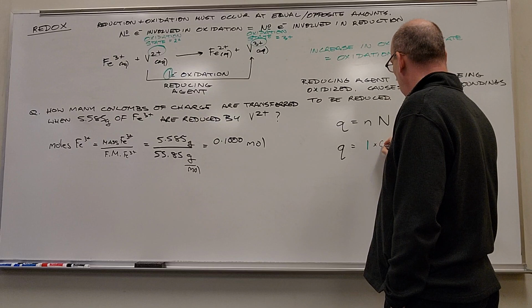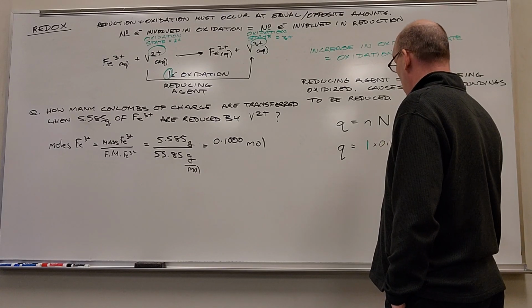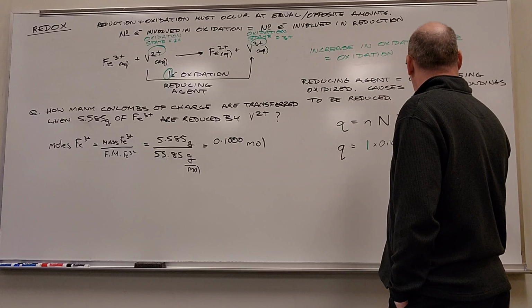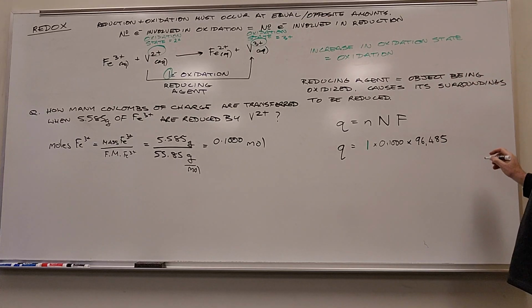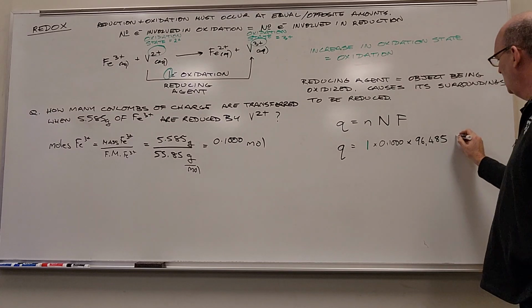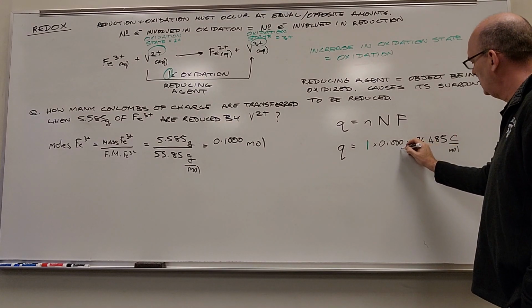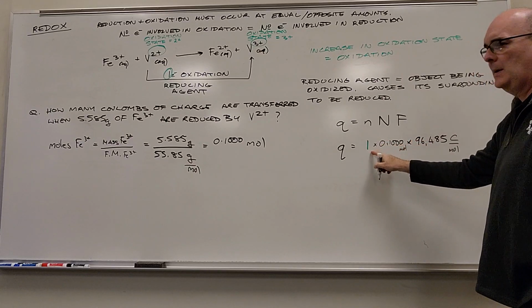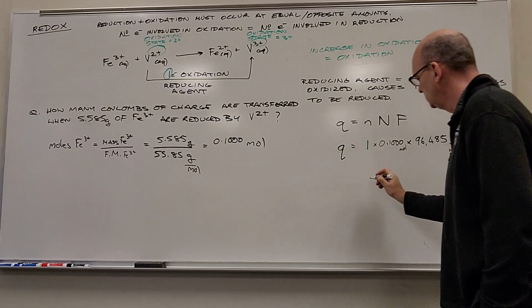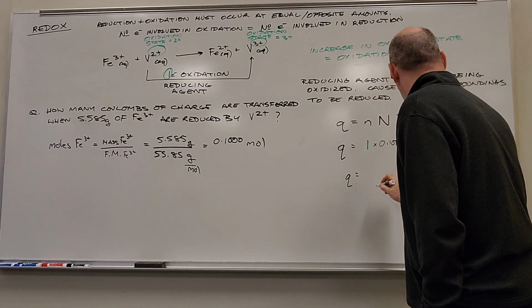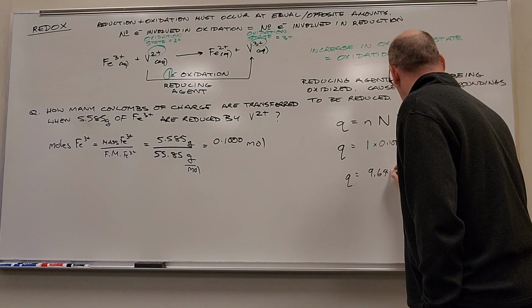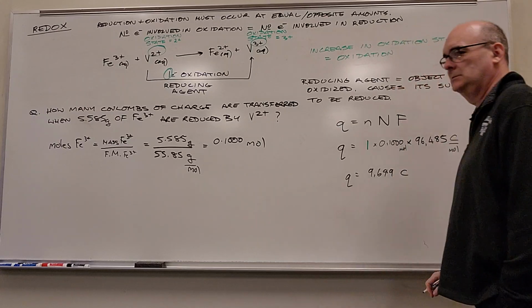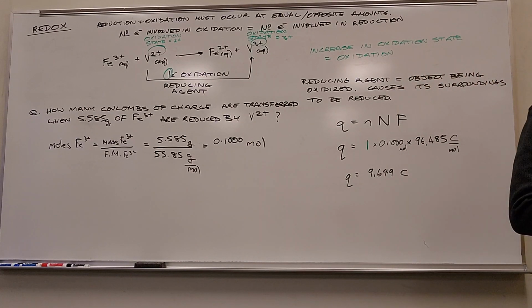Multiply by 0.1000. Multiply by 96,485. 96,485 what? Coulombs per mole. And this is moles. And that is just a number. So the moles cancel. And Q is now 9,649. Okay.